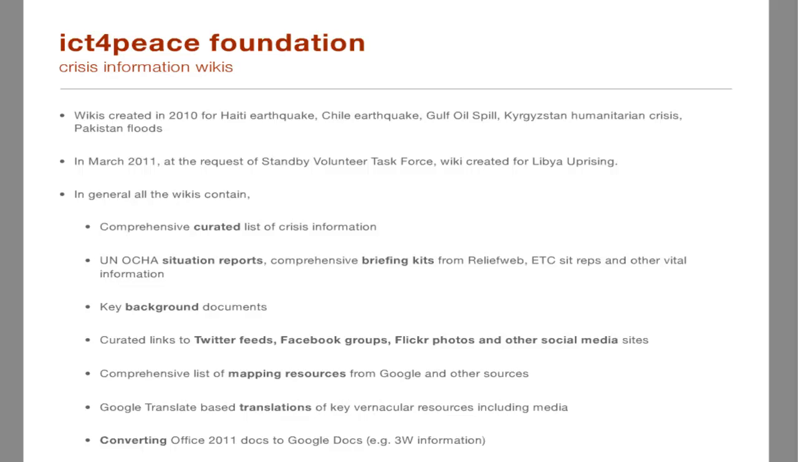Background documents, as much as I could find. Importantly, social media, so Twitter feeds, Facebook groups, Flickr photos, any other content that I can find on social networking sites. As many mapping resources as I can find from Google, the UN, UNOSAT, ESRI, and elsewhere.